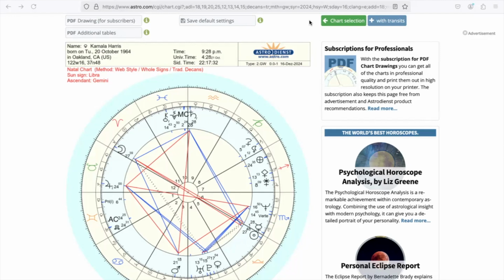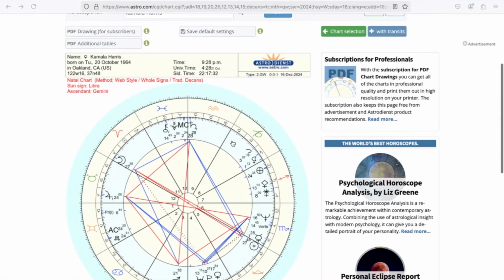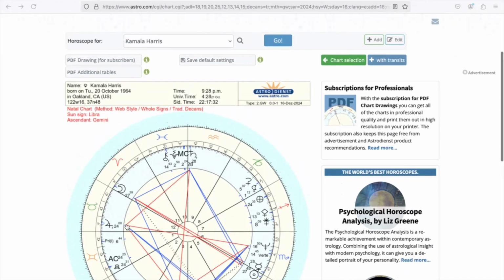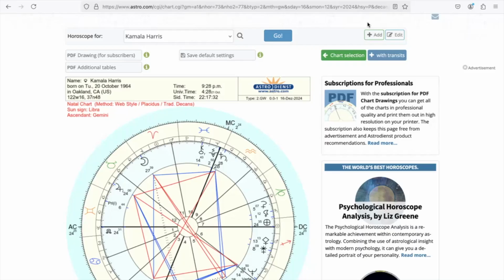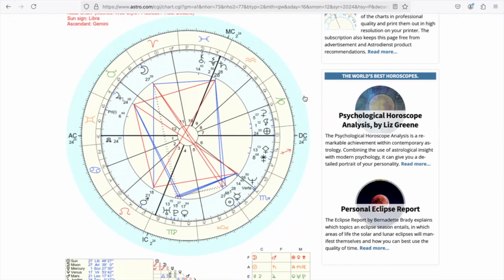Okay. Now, on this chart for Kamala Harris, you can see MC and AC. Now, this is on a whole sign chart. Let me show you on a Placidus chart. In this course, you're learning on a whole sign chart, but I just want to show you on another chart drawing that it shows the IC and the MC.